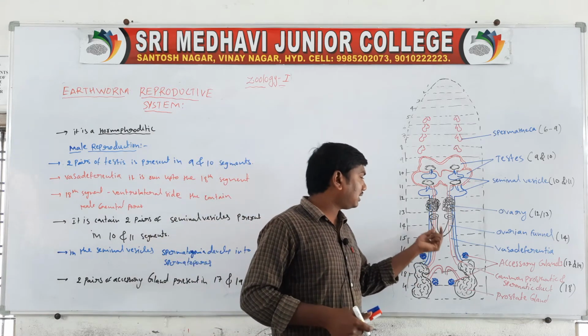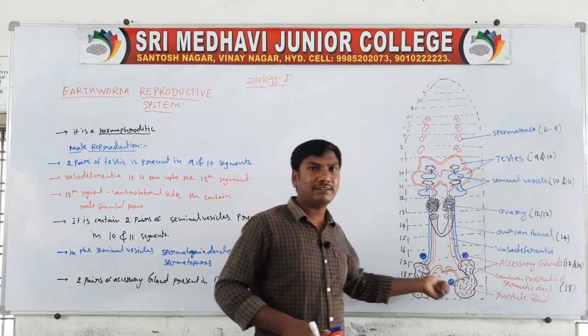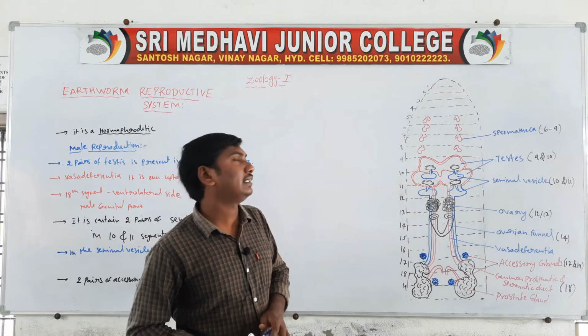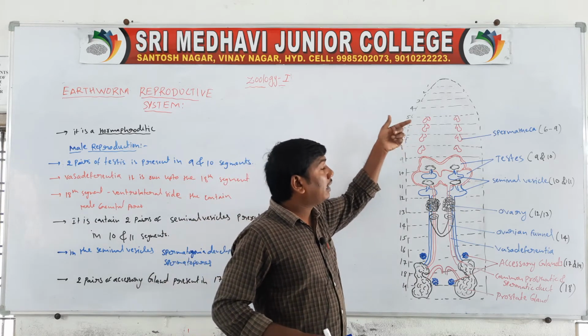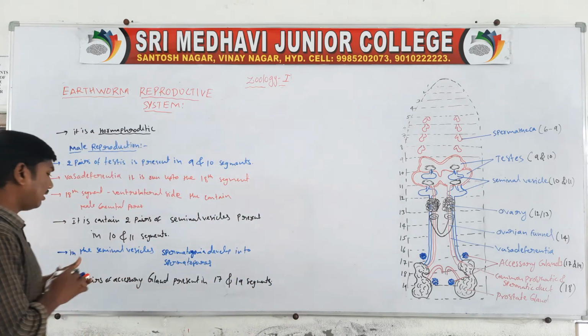Next one, the 17th and 19th segments. The 17th and 19th segments contain two pairs of accessory glands. Next one, the 6th segment, spermathecae.